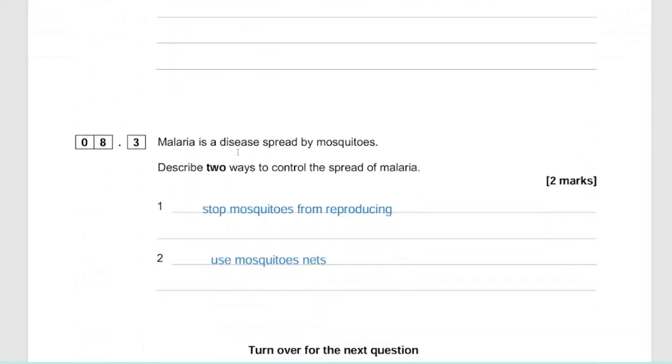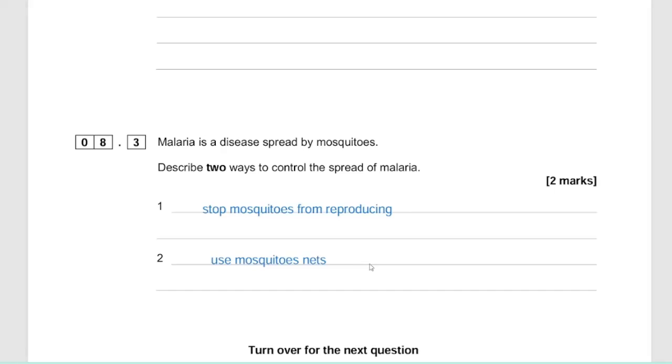8.3. Malaria is a disease spread by mosquitoes. Describe 2 ways to control the spread of malaria. You could stop mosquitoes from reproducing. I know there's a lot of schemes around the world where they release infertile mosquitoes into the wild, which cuts down the population of mosquitoes. And use mosquito nets, which you put around your bed to prevent mosquitoes from getting in and sucking your blood and infecting you with malaria.